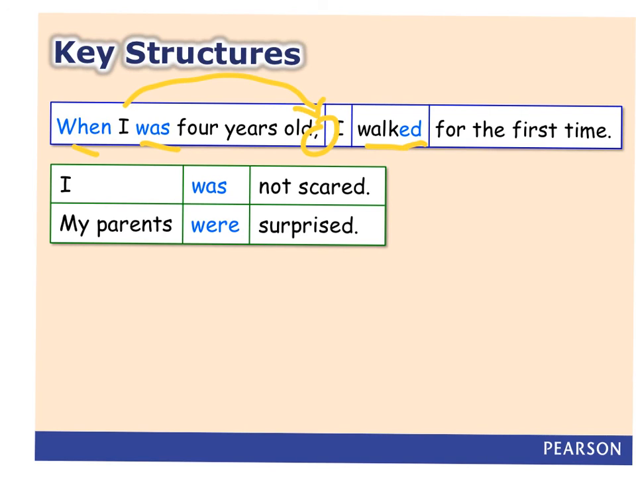And I was not scared. If the present tense is is or am, then we replace it with was in past tense. But if the present tense is are, then we replace it with were in past tense. Like my parents are surprised if we're talking about present tense, but my parents were surprised if we're using past tense.